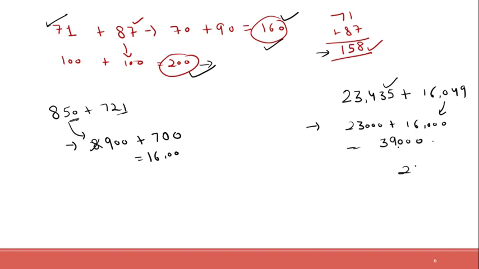Just add it, 23,000 plus 16,000. Add it and you will get 39,000. Get it? So I hope this concept is clear to you. We will round off according to our convenience. That means the rounding off should be sensible.